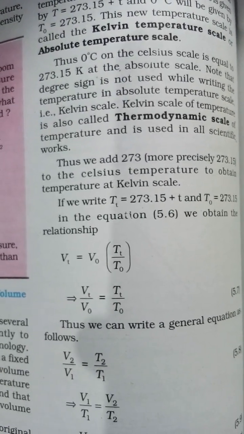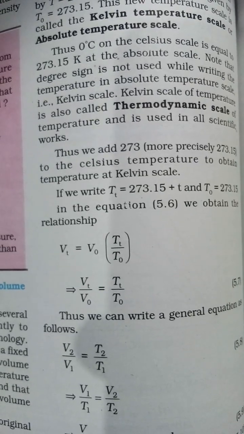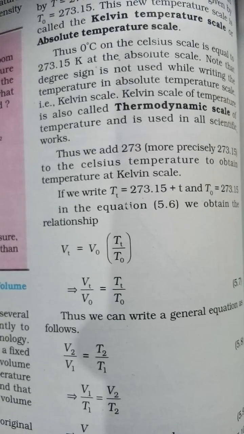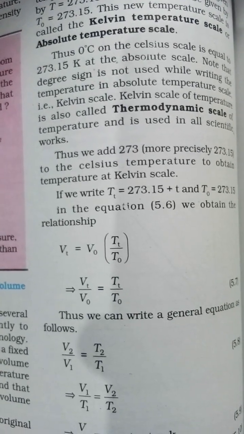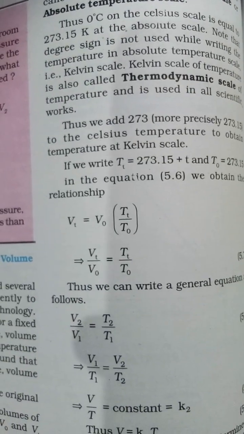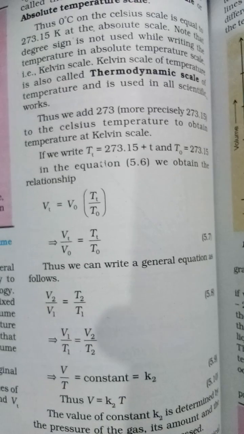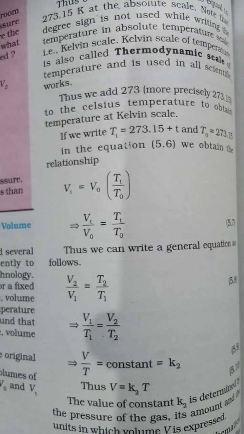The Kelvin scale of temperature is also called the thermodynamic scale of temperature and is used in all scientific work. Thus we add 273, more precisely 273.15, to the Celsius temperature to obtain the temperature on the Kelvin scale.